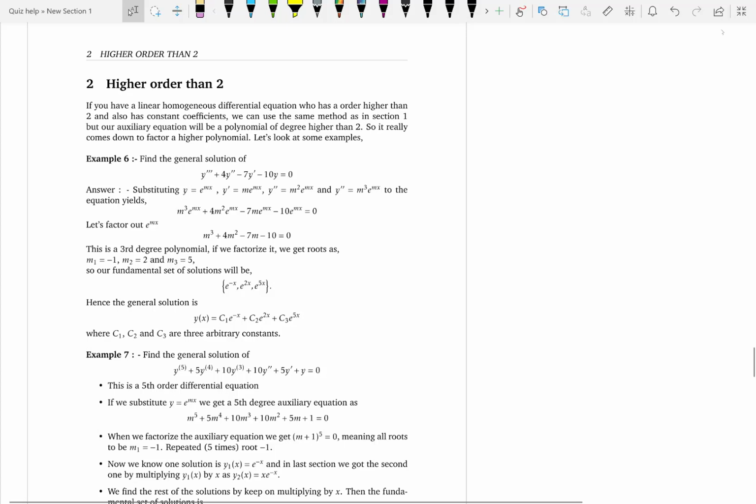Think about it. You can use your general solution to look like e to the mx. You can substitute that into the differential equation and come up with an auxiliary equation. But this could be a third degree, fourth degree, or fifth degree polynomial, but still you can find roots, right? So it's all about finding roots. Okay, let's look at an example.